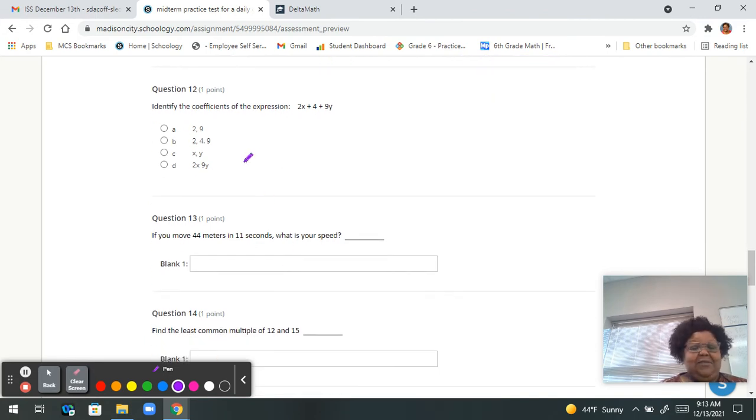Okay, this one threw some people because you chose this answer. And some of you chose this answer. And both of those are wrong. Okay. Because what is a coefficient? Think about it for a second.